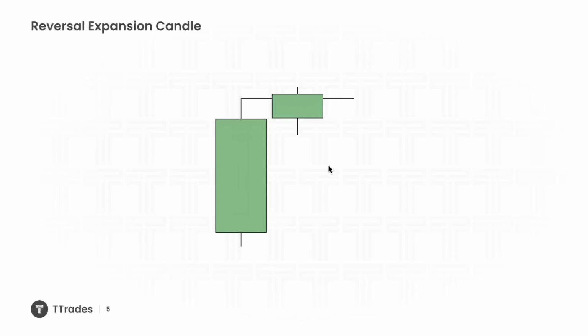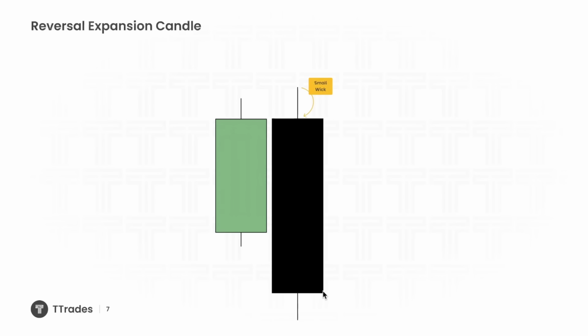Now what happens when we have a small wick? A small wick can support expansion. So you see we sweep out this previous candle's high. We don't have a large opposing run. So this small wick supports expansion lower. It hasn't made much range, and this allows it to trade much lower.